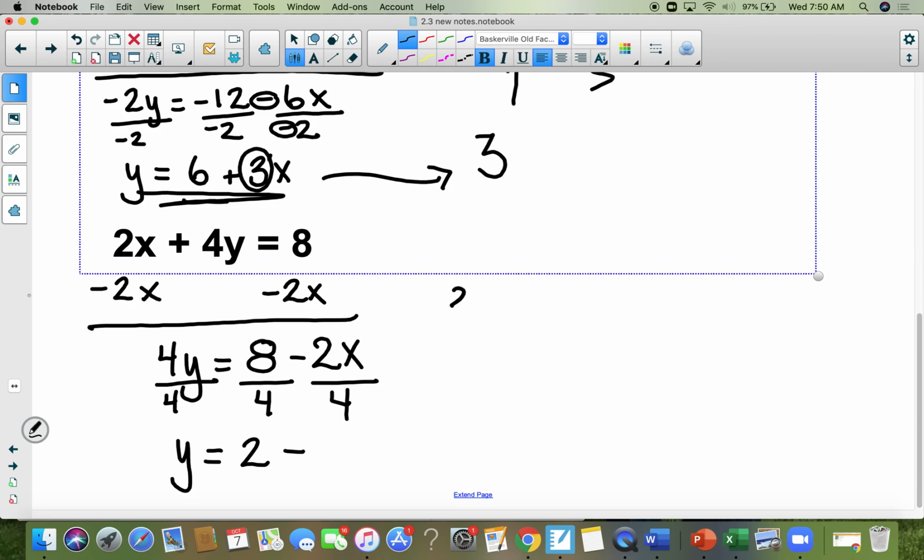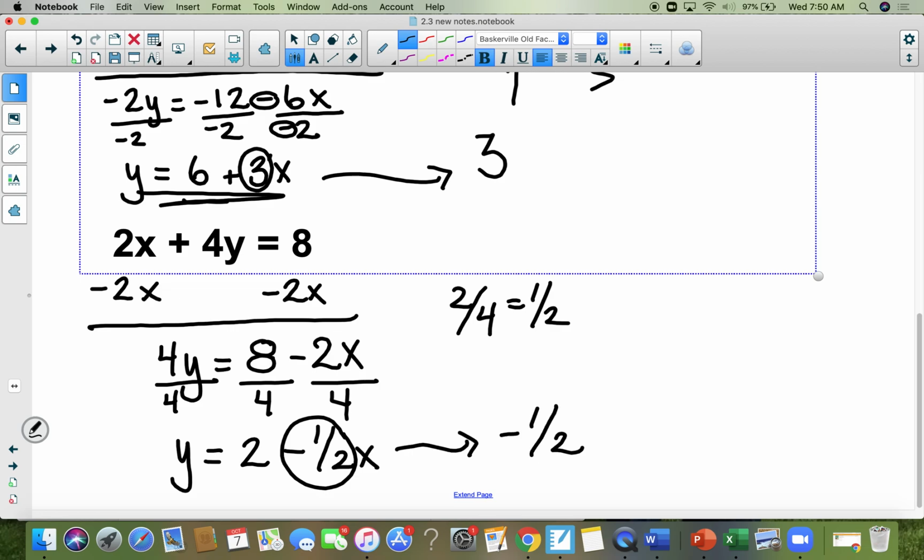A lot of you know what 2/4 is. 2/4 is the same thing as a half. You should always simplify your fractions. The number in front of the x, the negative 1/2, is the slope. And that's the last part of the worksheet and the notes.